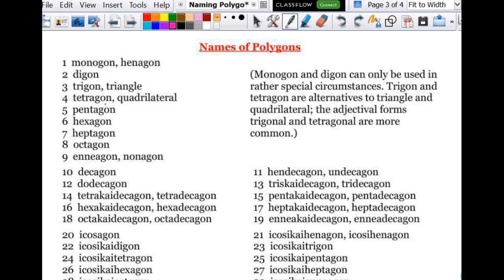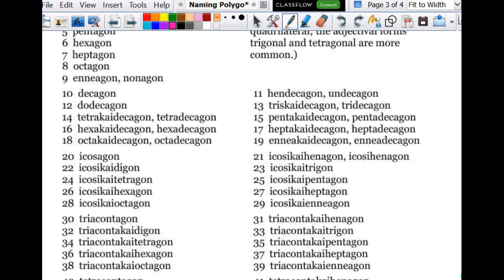So we talked up through here. When we got to nonagon, an alternative word for that is enneagon. The nonagon is what we use. Then when we get to 10, decagon. 11 is an undecagon, is what we use. But then you've got the hendecagon. That's just another option because you got different prefixes. 12 is dodecagon.